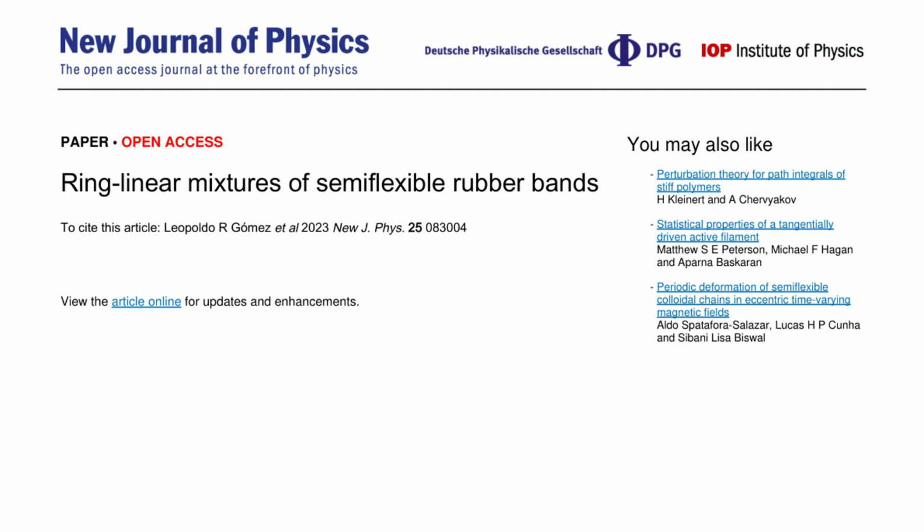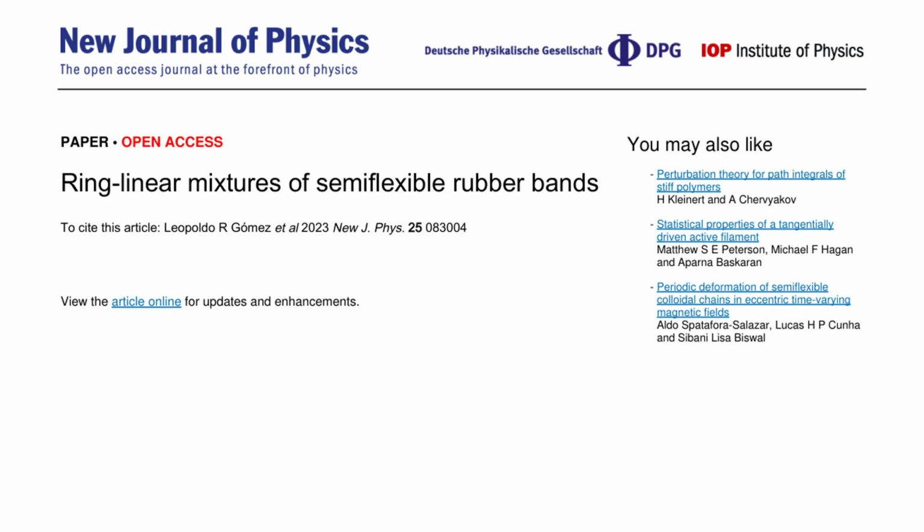The paper titled, Ring-Linear Mixtures of Semiflexible Rubber Bands, investigates the structure of blends of ring and linear filaments in the context of polymer materials. The introduction begins by highlighting the common occurrence of mixtures containing both ring and linear molecules during the synthesis of ring polymers. It is noted that recent studies have shown that even small quantities of linear molecules can have a significant impact on the shape and rheological response of ring polymers.